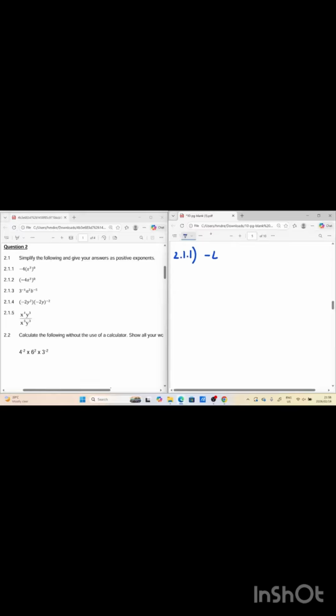We got minus 4 x to the power of 3, to the power of 0. Okay, so the first thing we are doing here is using this part here. The exponent law is anything to the power of 0 is 1. So this part here, anything to the power of 0 is 1. So it's just going to be 1, minus 4 times 1.